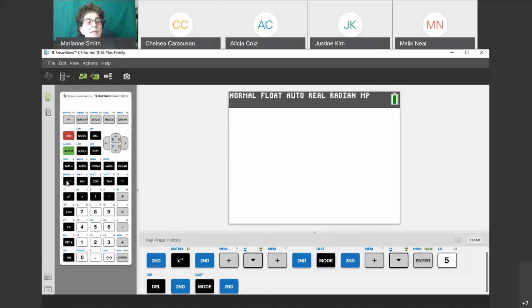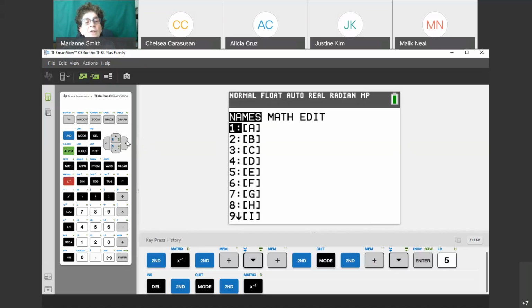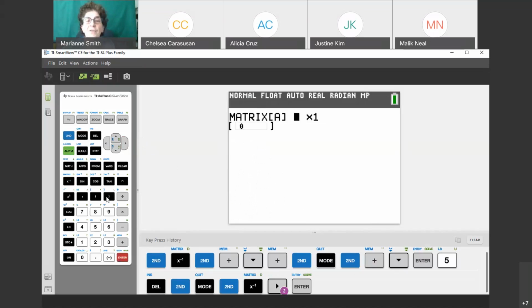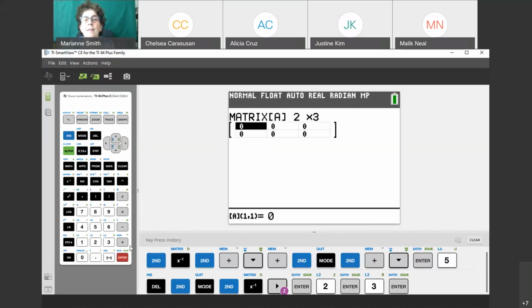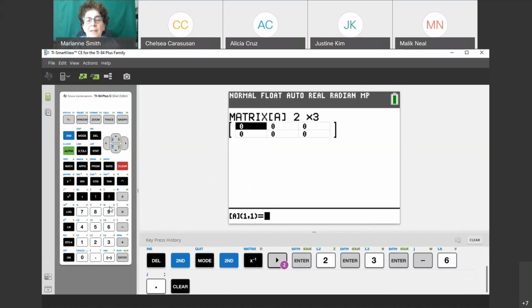Now let's go into second matrix. I'm going to go all the way over to edit. And I'm going to build this augmented matrix. So this is a 2x3. And then I'm going to just put in the coefficients. Oh, right, I can't do that. Sorry. I have to use the keyboard.